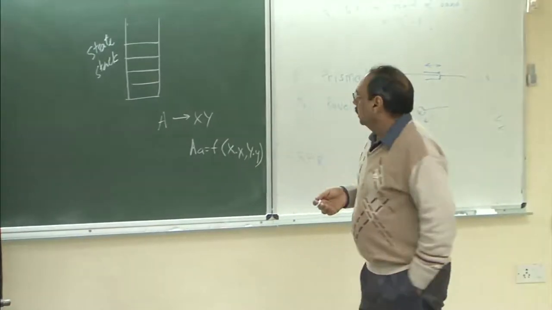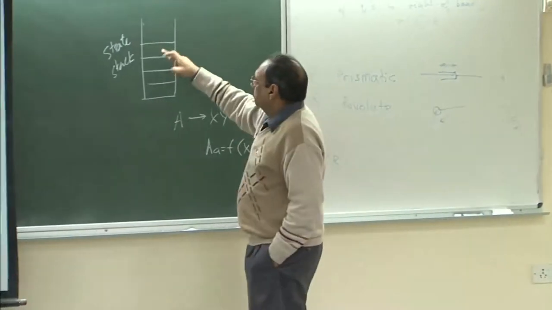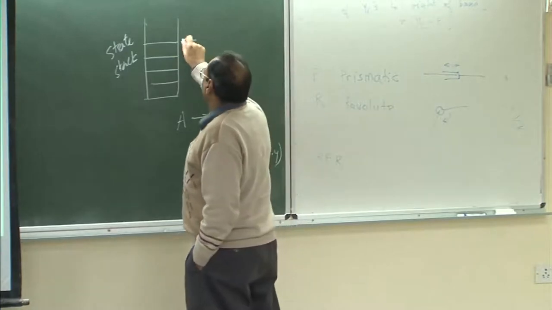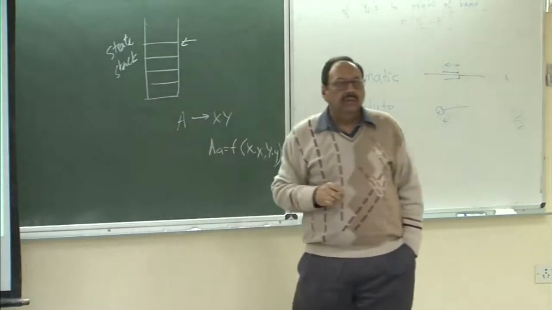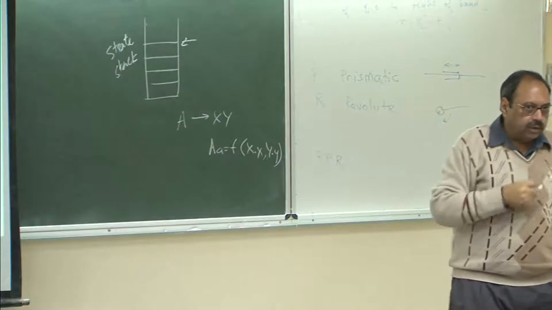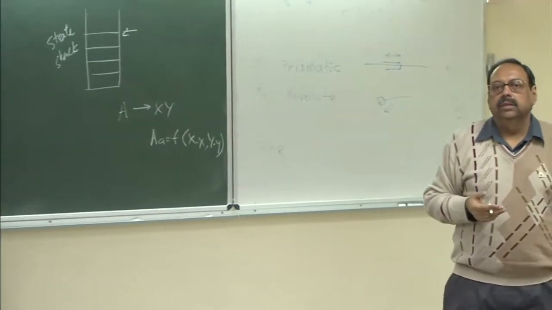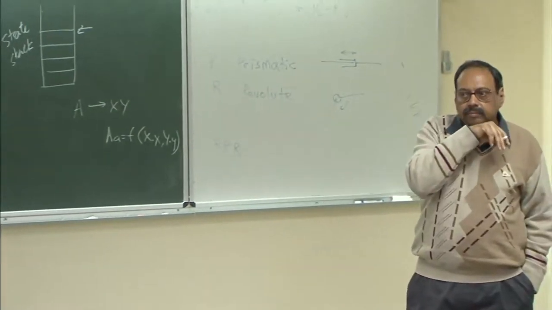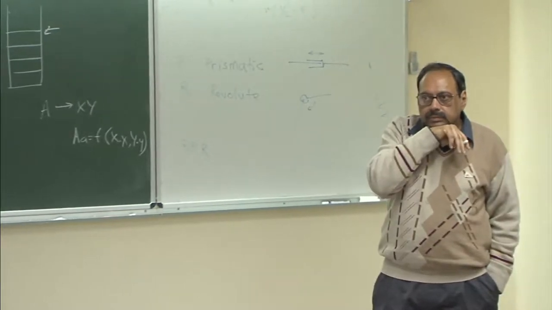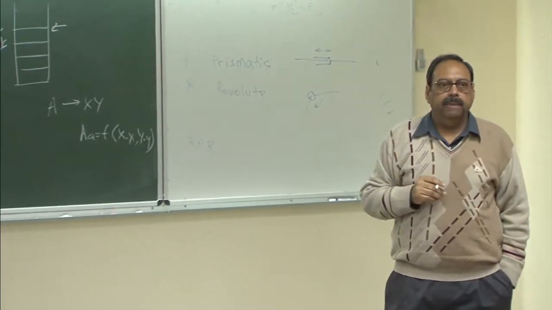Now obviously before the reduction happens, what will be the symbols? Suppose this is my top of stack. What will be the top two entries in the stack before this reduction happens?